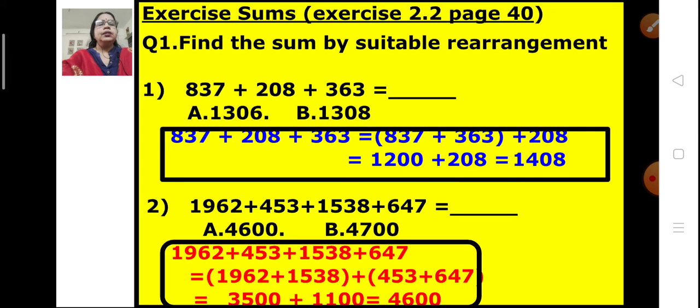Now the exercise sums, from exercise 2.2, page number 40. What is the first one? Find the sum by suitable rearrangement. I have told you why we rearrange the numbers. For the convenience of adding, we rearrange the numbers in such a way that we get 0 in the ones place, and at least in the ones place we have to try, so that the addition becomes easy. So how do we rearrange the numbers here?